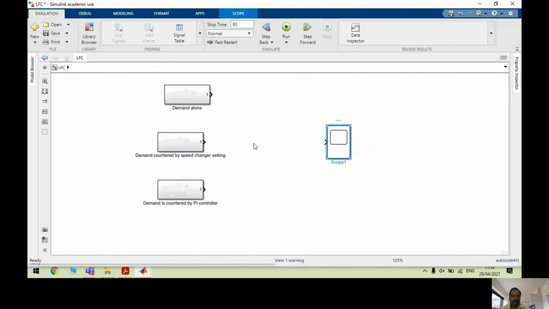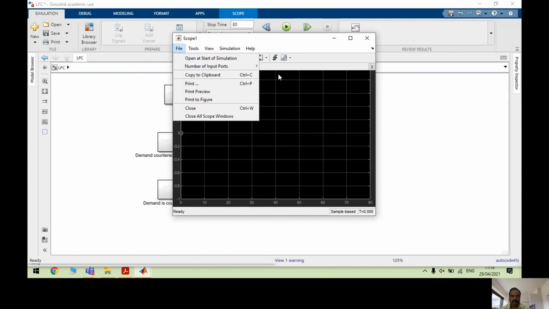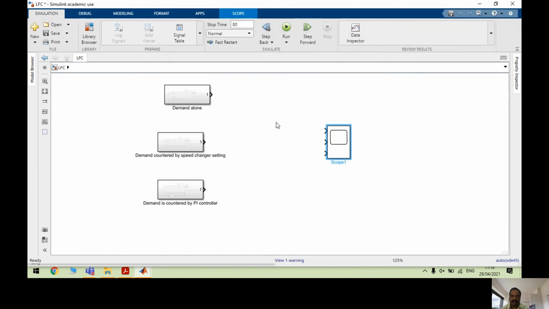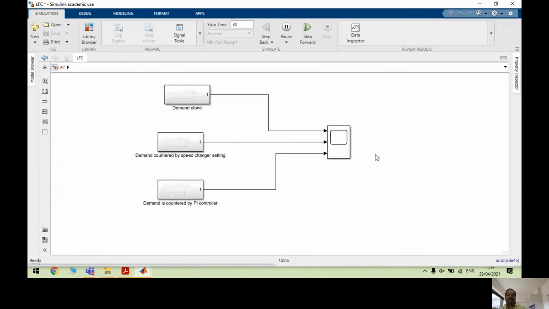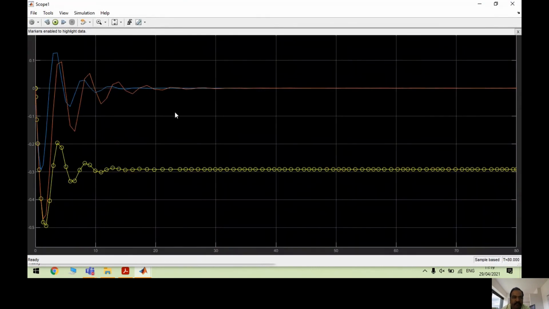So for this one, I'm going to take all the three inputs. I'm going to sketch them in a single graph, okay? The first one is going to be demand alone. The second one is going to be countered by speed changer setting. The third one is going to be countered by my PI controller. Let's look back at the system now. Yeah, it is ready.